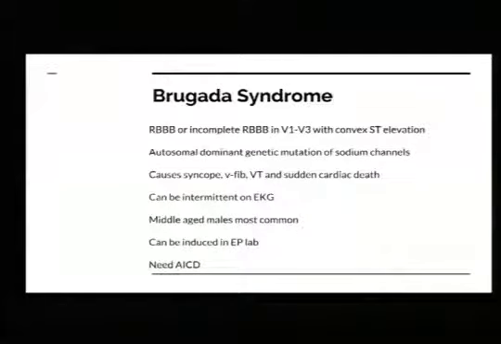And you can induce it in the EP lab if you have to send them there, and they all need an AICD. So if they have a family history of it, you can do genetic testing if you have a big family history of sudden cardiac death in young people.